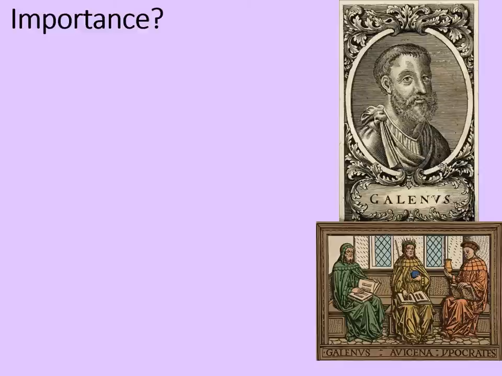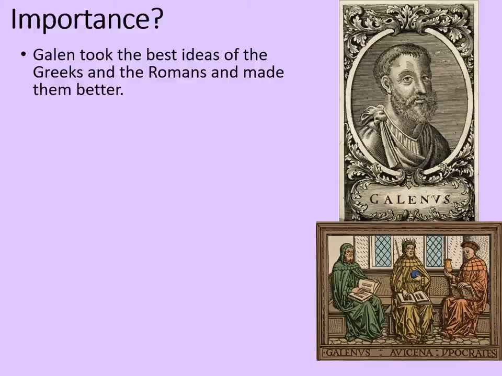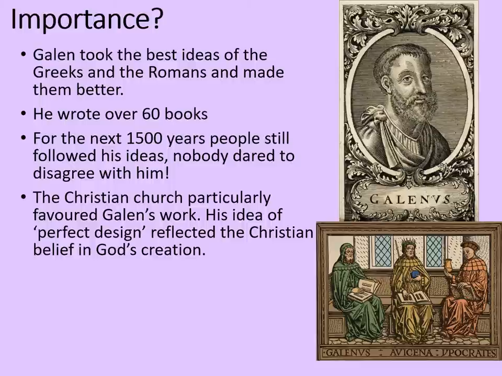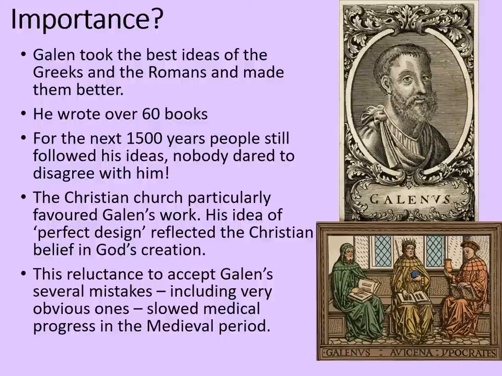So what was Galen's importance? Galen took the best ideas of the Greeks and the Romans and made them better. He wrote over 60 books, and for the next 1,500 years, people still followed his ideas. Nobody dared to disagree with him. The Christian Church particularly favoured Galen's work. His idea of perfect design reflected the Christian belief in God's creation. However, this reluctance to accept Galen's several mistakes, including very obvious ones, slowed medical progress in the medieval period.